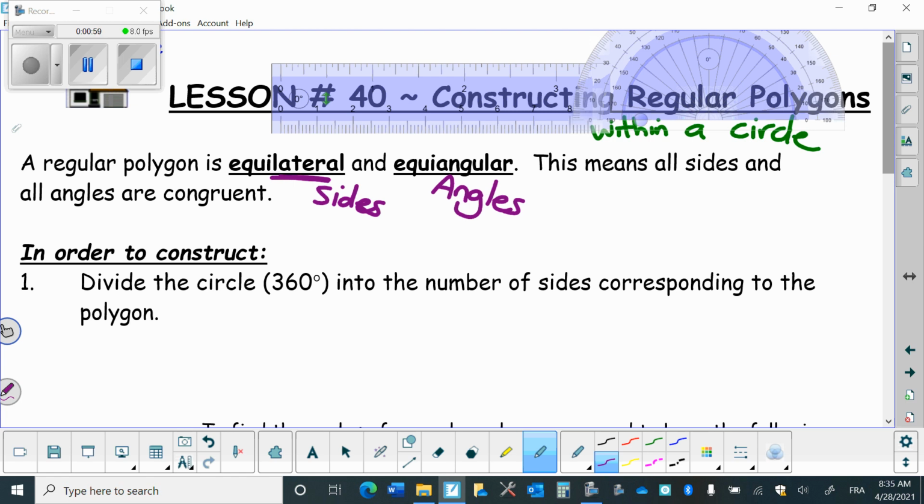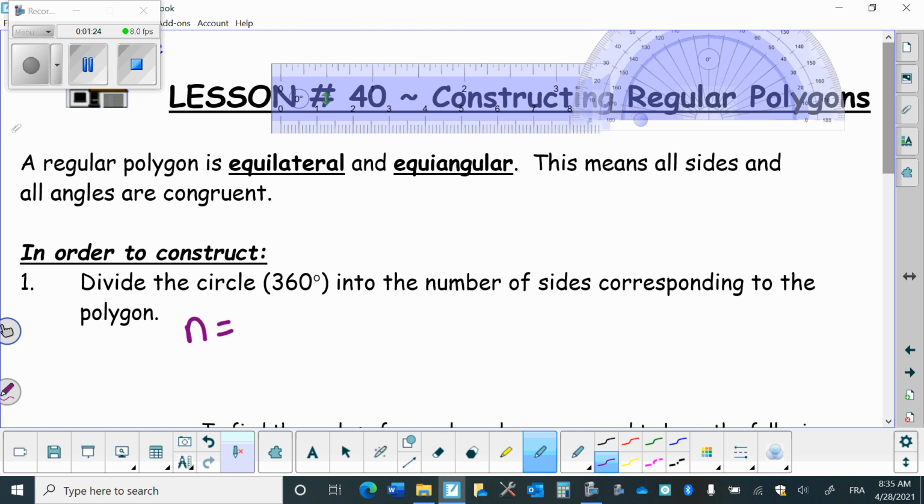In order to do the construction, number one, divide the circle into the number of sides corresponding to the polygon. That just means if I'm going to draw, I'm going to start easy here, so we're going to do the equilateral triangle. So n is equal to 3, and I'm going to look at the triangle.